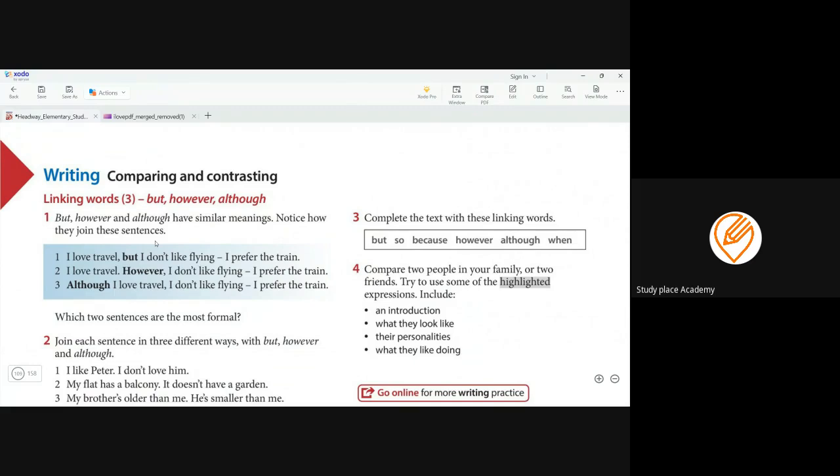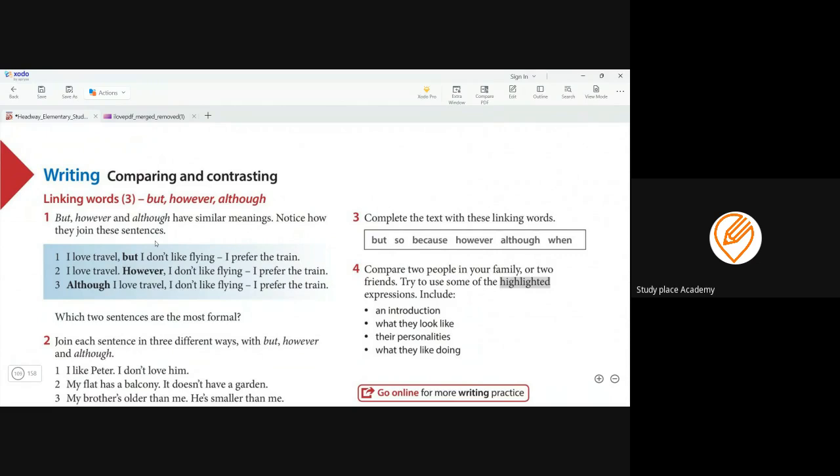We took actually a lot of linking words like and, so, but, when, and now we are going to learn about new linking words, which are but, however, although. So all of them, we use them to make comparing or contrasting ideas, to combine two sentences.